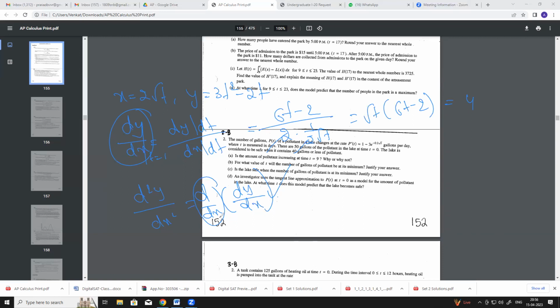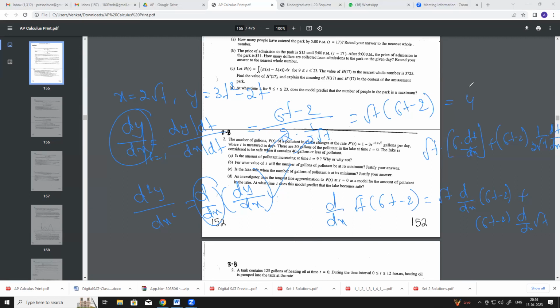Now I'm asking you to find d square y by dx square, so d by dx of dy by dx. What is dy by dx? Root t into 6t minus 2. So using the UV rule, root t into d by dx of 6t minus 2, plus 6t minus 2 into d by dx of root t. So you'll get root t into 6 dt by dx, which is 0, plus 6t minus 2 into derivative of root t, which is 1 by root t into dt by dx.